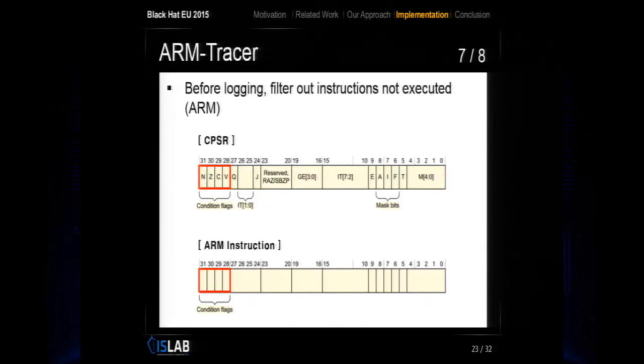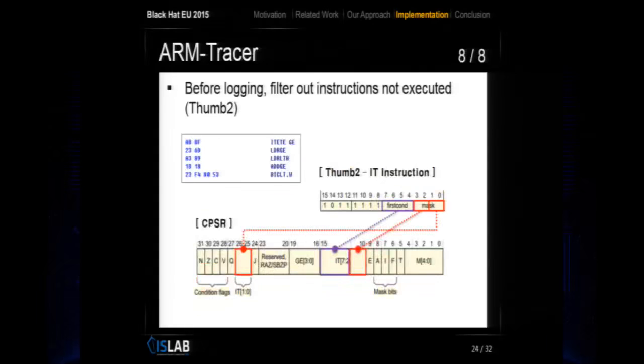Unlike Intel architecture, all the ARM state instructions have condition flags. So the instruction is always fetched and executed. If it does not meet the specified condition of CPSR, the instruction is replaced by the processor with the no operation code before being executed. So we have to compare the condition flags between the instruction and CPSR before saving.